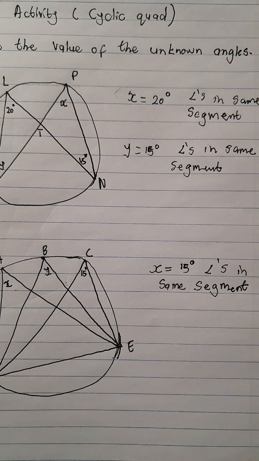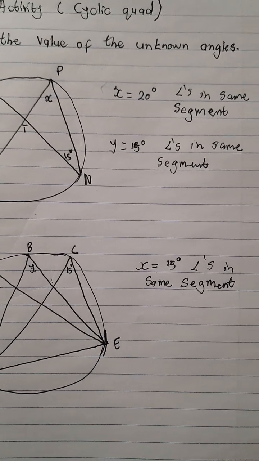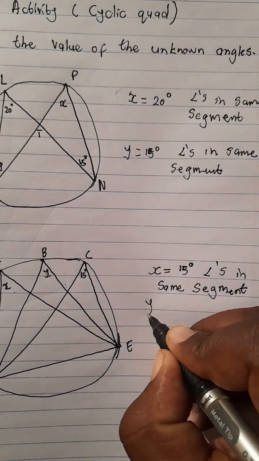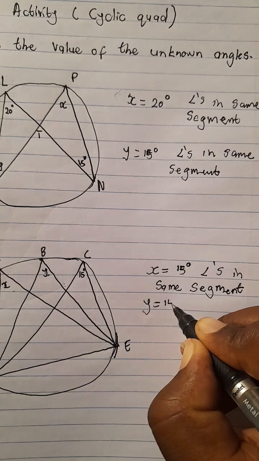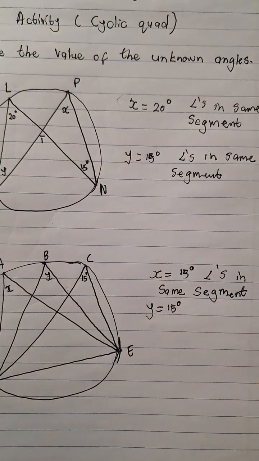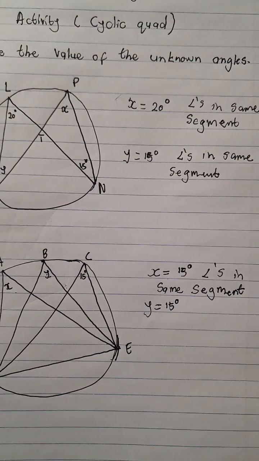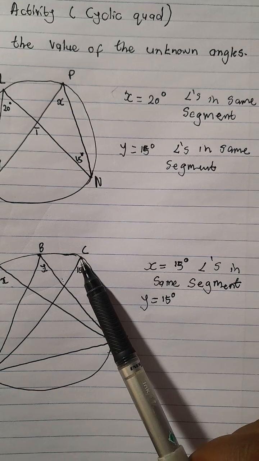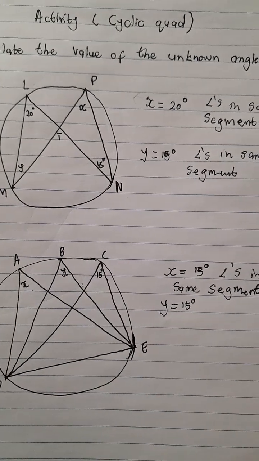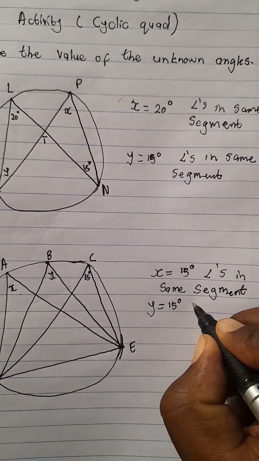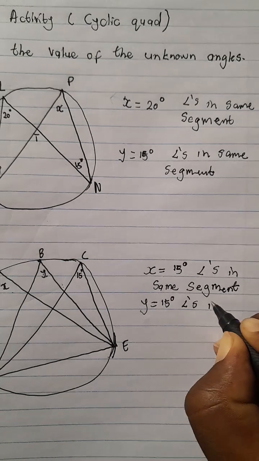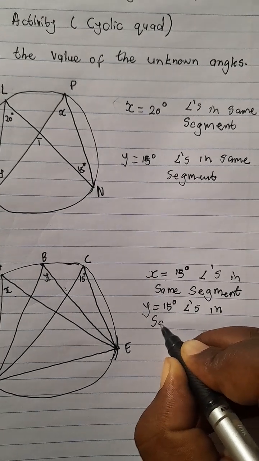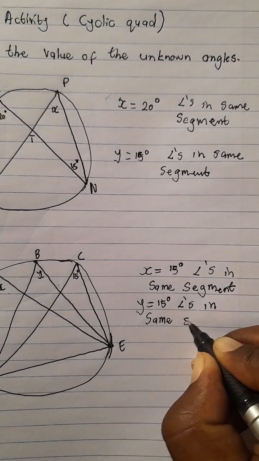So let's go to Y. We said X is equal to Y as well, so Y will be 15. We know why all of these are 15: this and this are on the same segment, and this and this are on the same segment. So the reason is angles in the same segment.